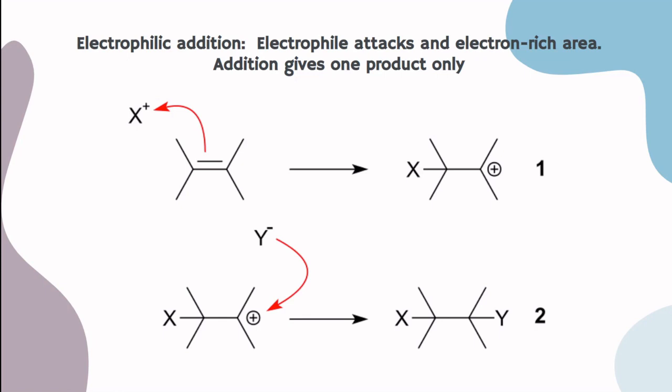Thank you, Past Jade. Okay, so electrophilic addition, where the electrophile attacks the electron-rich area. For example, this double bond that we see is going to be very rich with electrons. A single bond is going to be sharing 2 electrons.